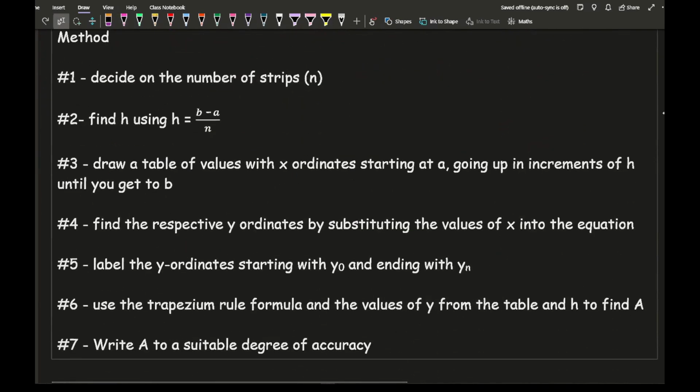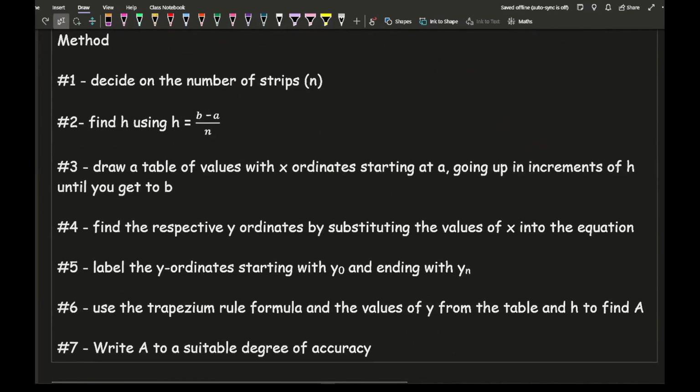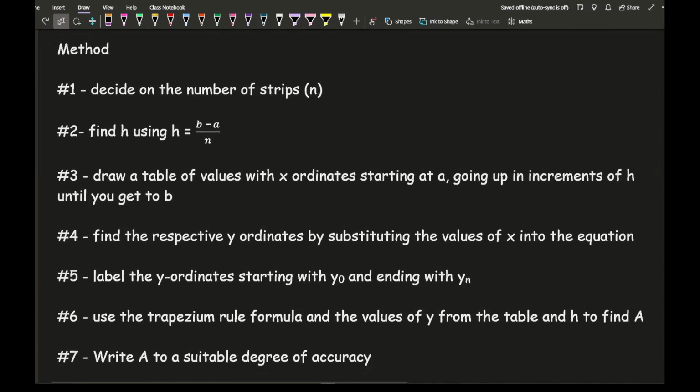Now, in terms of the method, there's several ways in which you can do this, but I would say these 7 steps usually represent everything that we need to do. Obviously, these 7 steps may make absolutely no sense to you at all before we've even attempted a question, but hopefully, once you've noted this down and you get stuck on one of these types of questions, you can follow these 7 steps to guide you to getting the correct answer.